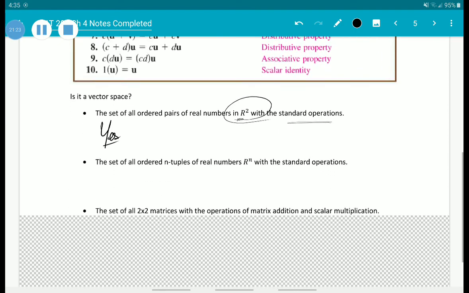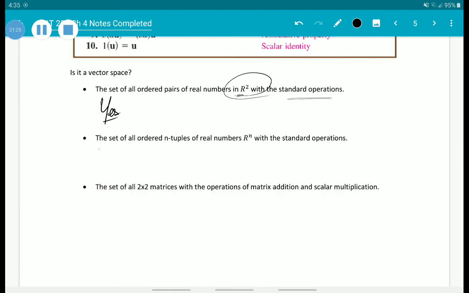So let's look at another one. Suppose we were looking at the set of all ordered n-tuples in Rn. The difference between this one and the last one is that we were in 2 dimensions in the last one. Now we're in multiple dimensions. And we're still looking at the standard operations for addition and scalar multiplication. Do you think this is going to be a vector space? Take a minute, pause the video, and think about whether or not you have a vector space there.